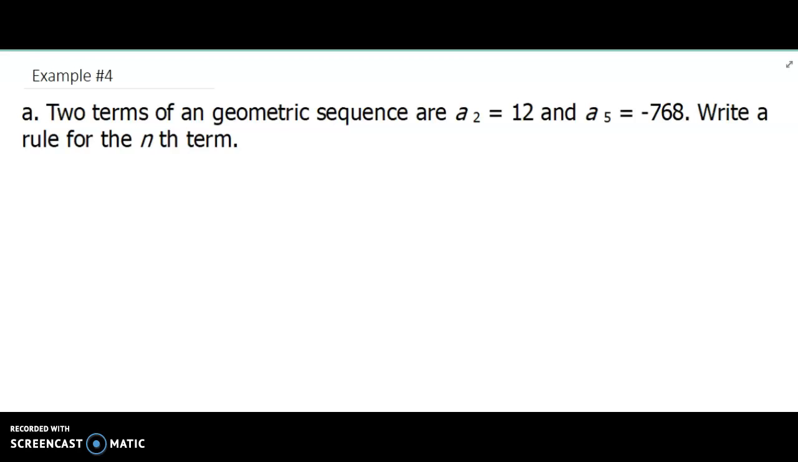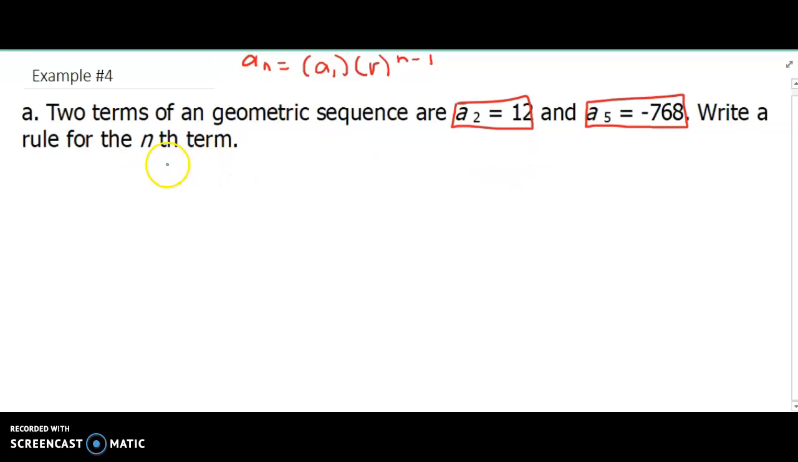All right, now let's look at example 4 together. It says 2 terms of a geometric sequence are a sub 2 equals 12 and a sub 5 equals negative 768. So just like we did with arithmetic, we're going to use these 2 to set up a system of equations. So we're going to have to solve both for a1 and for r. So I'm going to go ahead and write a sub n equals a sub 1 times r to the n minus 1.